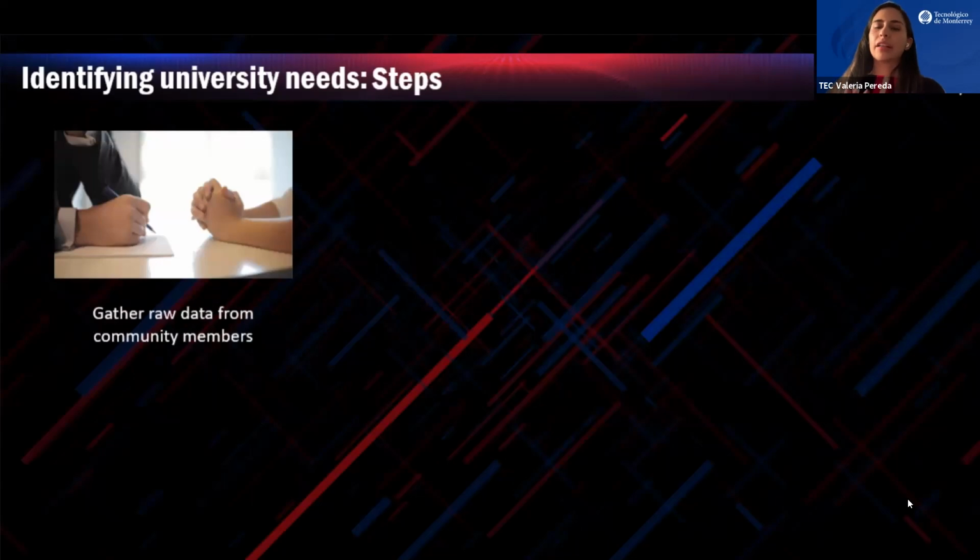So first of all, and the most important part, is gathering raw data from your community members. This means that you have to go to students, to teachers, to your teammates, to whomever would be involved in this, and make polls or interviews or something that would allow you to interact with these people, so that they tell you what they need and what they want.